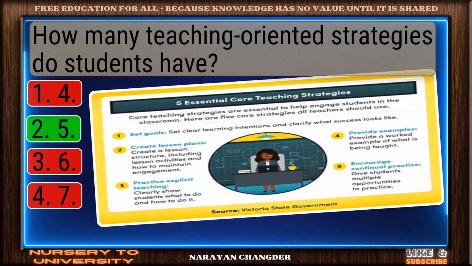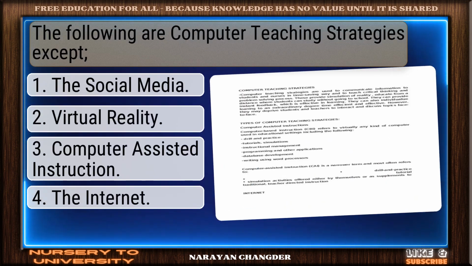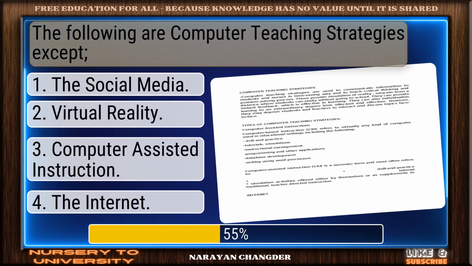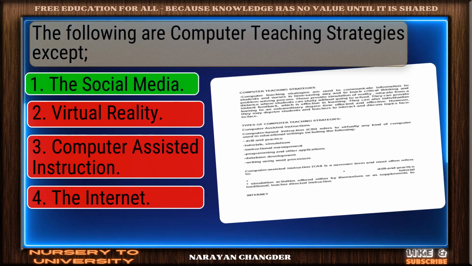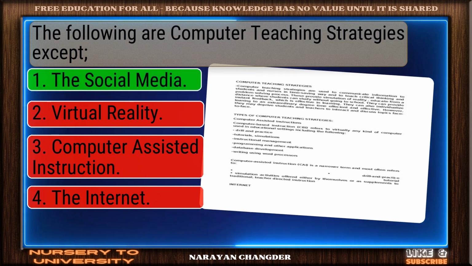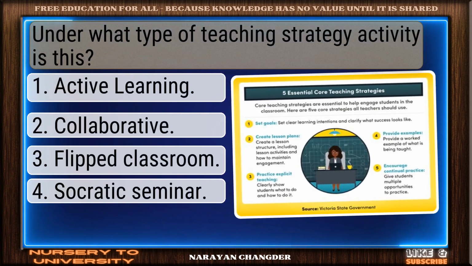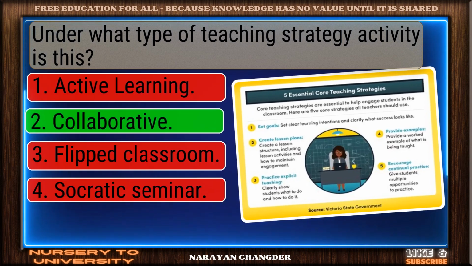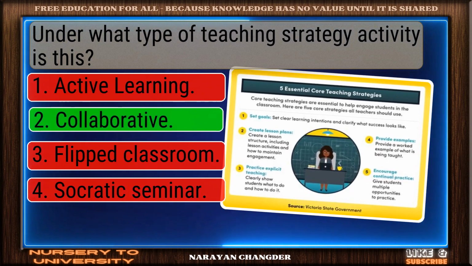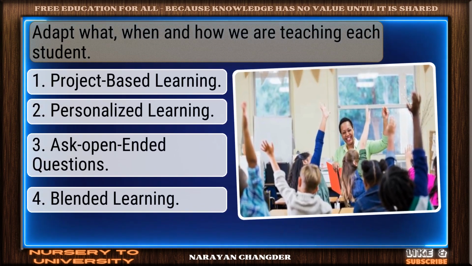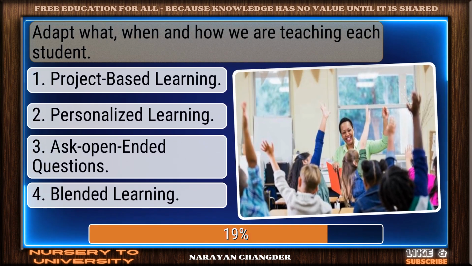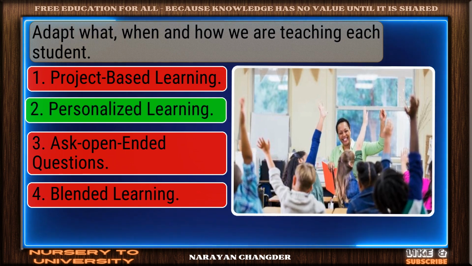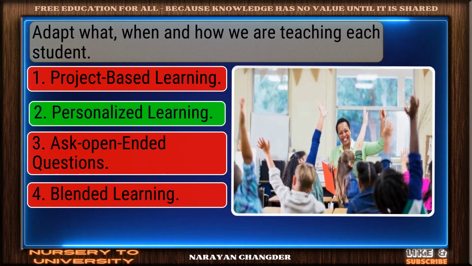How many teaching-oriented strategies do students have? Right choice. 5 is the best answer. The following are computer teaching strategies, except. Bravo. The social media is the answer. Under what type of teaching strategy is this activity? Great job. Collaborative is the accurate answer. Adapt what, when, and how we are teaching each student. Solid response. Personalized learning is a valid choice.